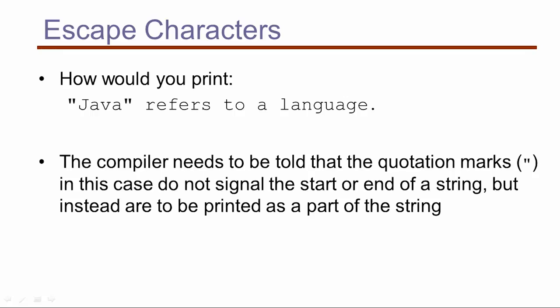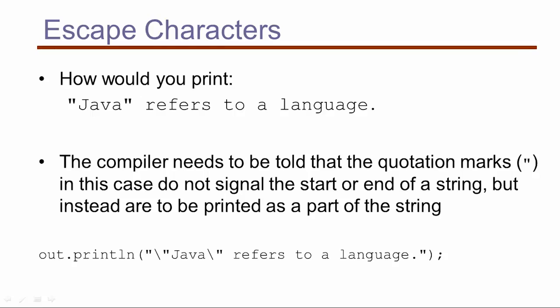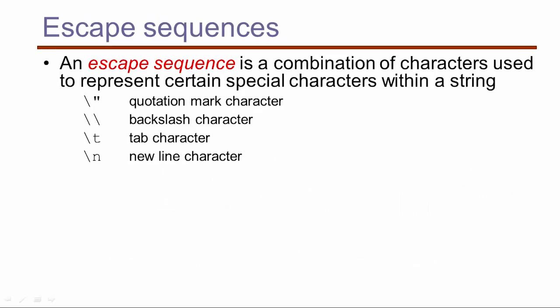To do this, we must use what is known as an escape character to tell the compiler that these quote marks are a part of the string we want printed, rather than marking the start or end of the string. The escape character is the backslash character, and it precedes the double quote characters that are a part of the string to be printed. Besides printing double quote characters, there are several other escape sequences that allow us to add special characters to our strings.